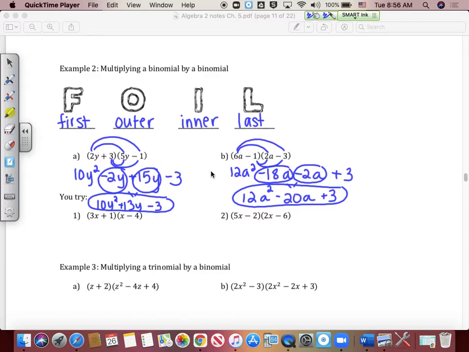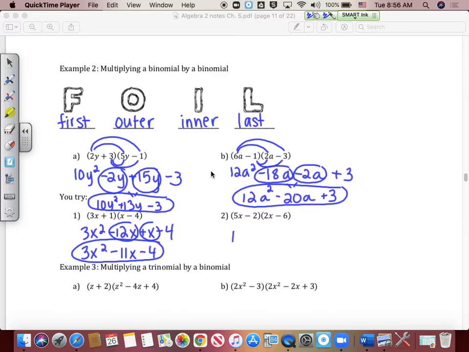All right, let's go over these answers. The first thing I'm going to multiply is 3x times x, that's 3x squared. Then 3x times negative 4, that's negative 12x. 1 times x is 1x, and then 1 times negative 4 is negative 4. So altogether we would have 3x squared, and then negative 12x plus 1x is negative 11x, and then this would be a minus 4 at the end. That would be the answer in the correct format.